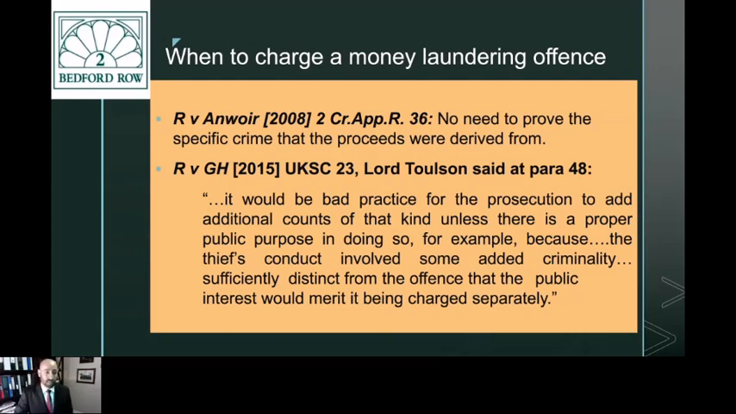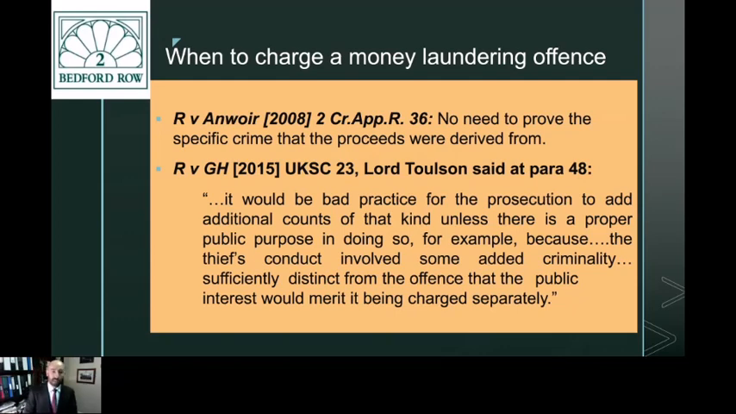And the Court of Appeal said, in those circumstances where there was a gap in the prosecution case, the Crown were right to charge a money laundering offence rather than charge a drugs offence. They went on to say that they had no doubt that the good sense of prosecutors would prevail and the money laundering offences that were charged in such cases would be done so appropriately.